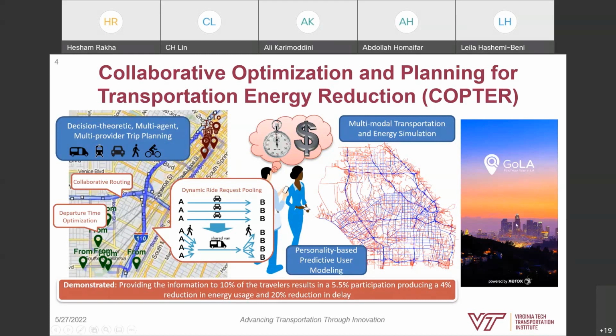Now, given that the app was for the Los Angeles area, we modeled the Los Angeles network, which is the one shown just to the left of that button there. Let me see if I can change my thing here to a laser pointer. So this is the network of Los Angeles, the greater Los Angeles area.